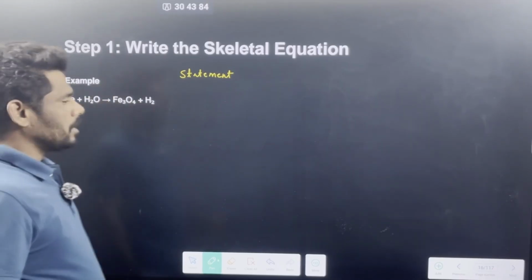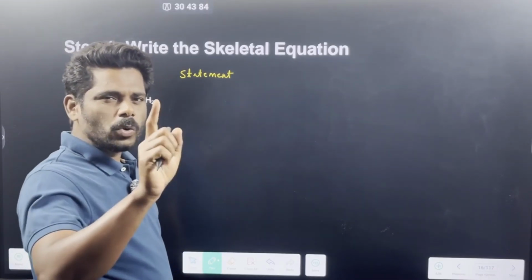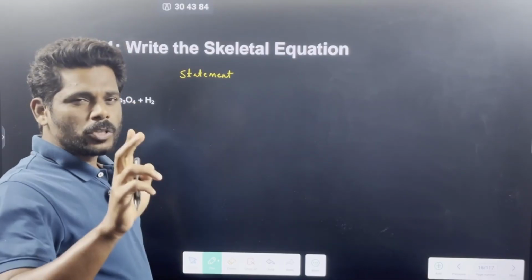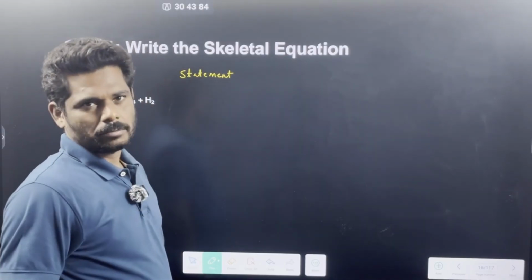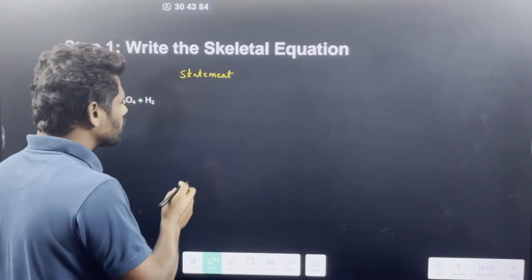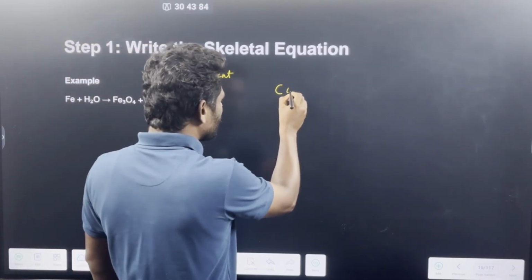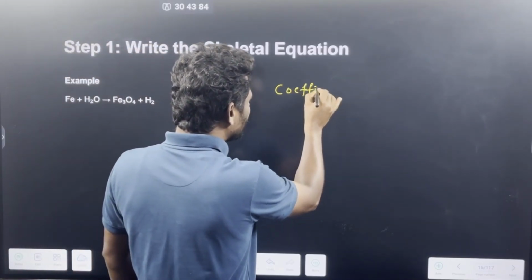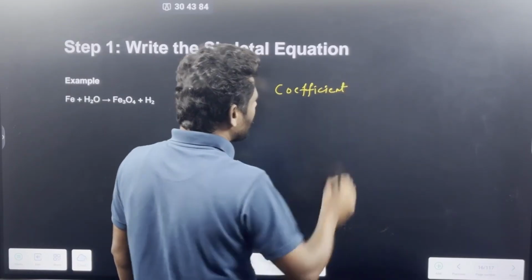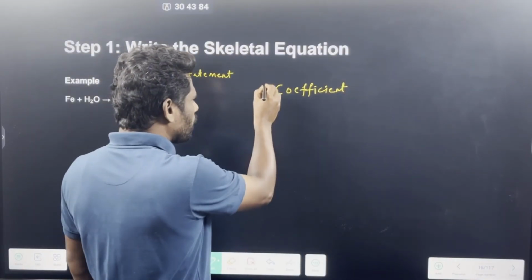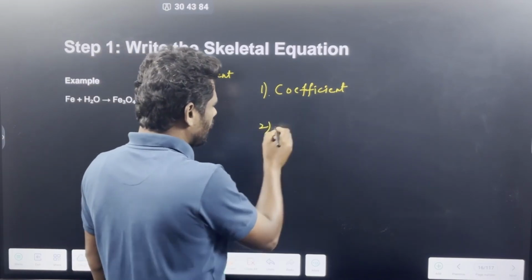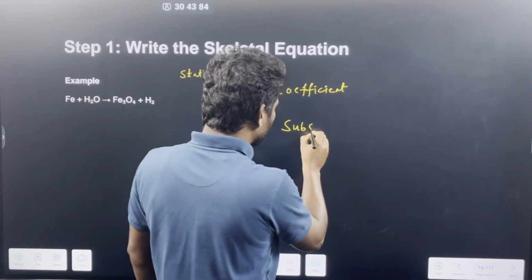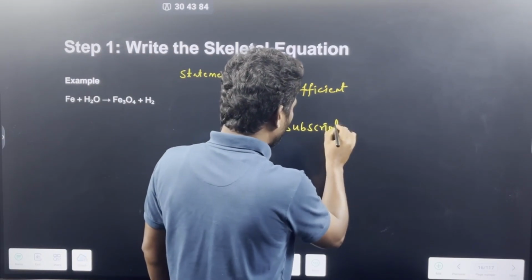Before I start with the next step, we need to understand some numbers involved in the equations. There are two kinds of numbers present in chemical equations. The first type of numbers we call coefficient. The second kind of number, subscript.